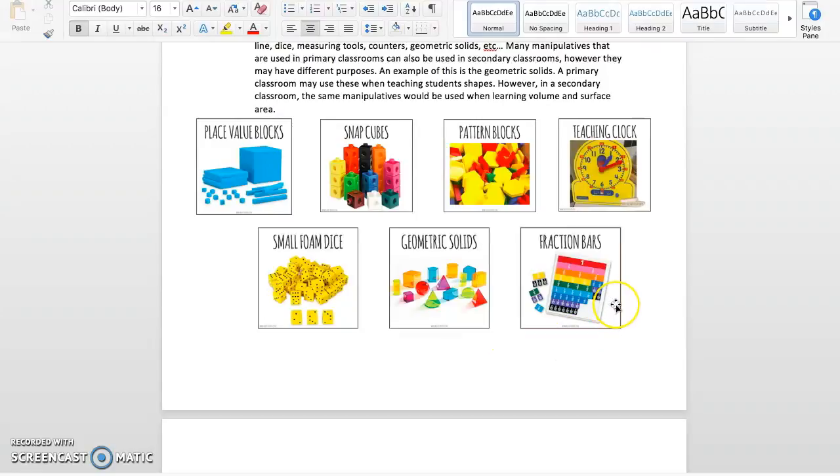The fraction bars are great because fractions can be a very difficult topic for many students to learn, and it just shows how all the different fractions can fit into one whole. And it just goes down, and it's just really great to show there's 2 halves, 3 quarters, and they all go into just one.